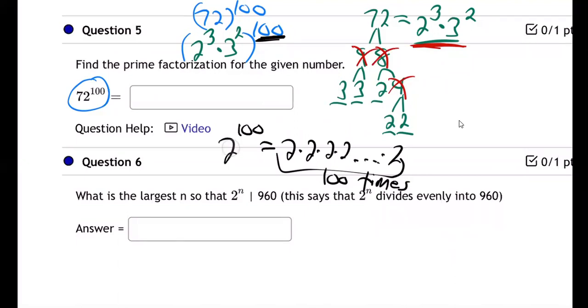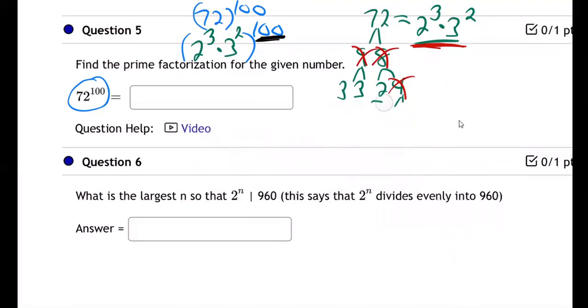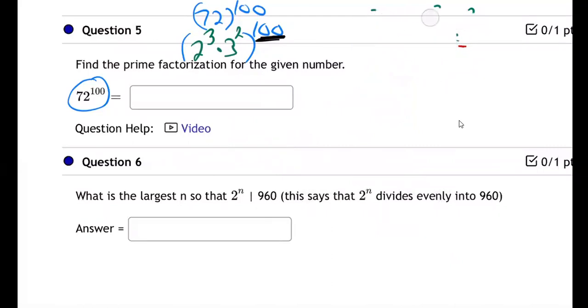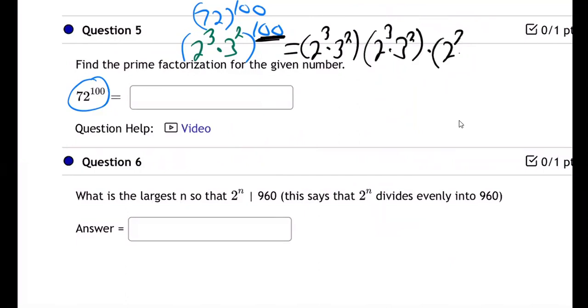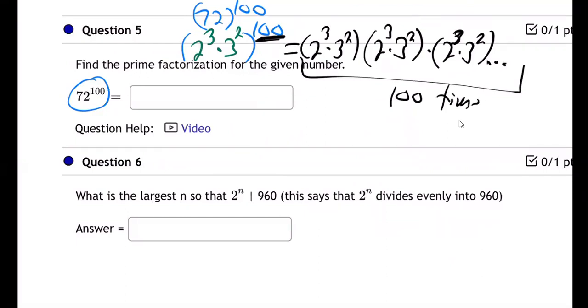So if I was to do that, I don't want to do that, of course, but if I was to say, well, this means 2 to the 3rd times 3 squared, and then another 2 to the 3rd times 3 squared, and then another 2 to the 3rd times 3 squared, dot, dot, dot, 100 times, right? That's what that means. It means 100 of those.